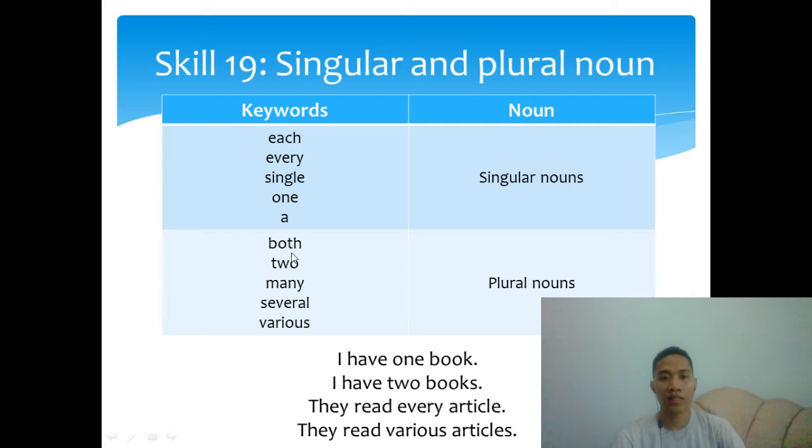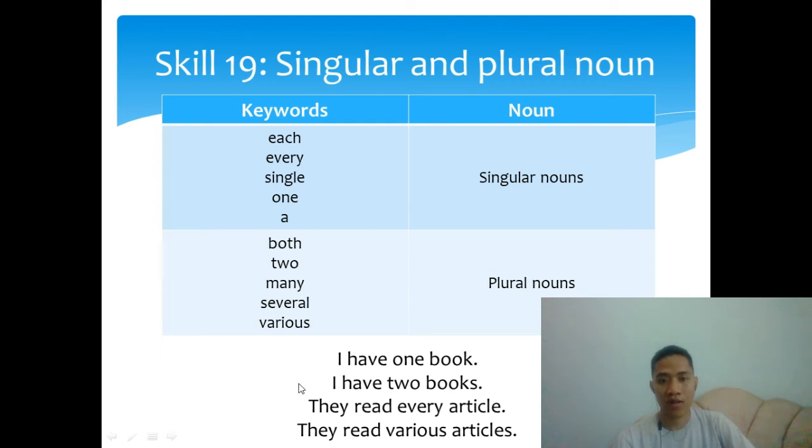And the next one, if you look at your textbook later on, you see both, two, many, several, various. All of them must be followed by plural nouns. So we say both teachers, two students, many houses, several universities, various sources. Remember, whether the noun should be in singular form or plural form greatly depends on the keywords.